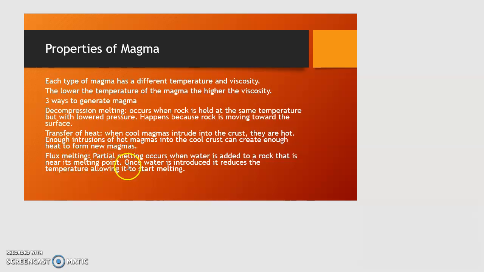Transfer of heat, which is when cool magmas intrude into the crust. They're hot. As they cool, they create enough heat to form new magmas. And flux melting, which is partial melting when water is added to the rock that is near its melting point.